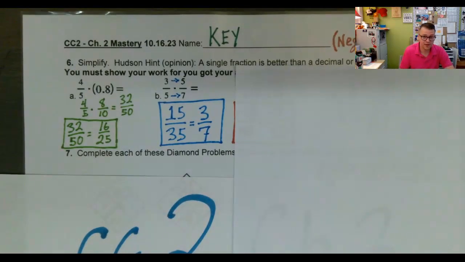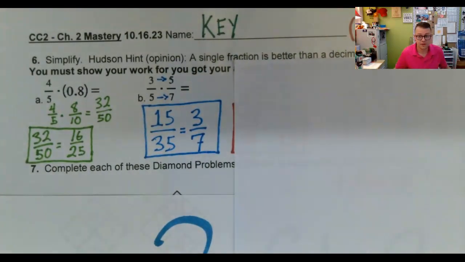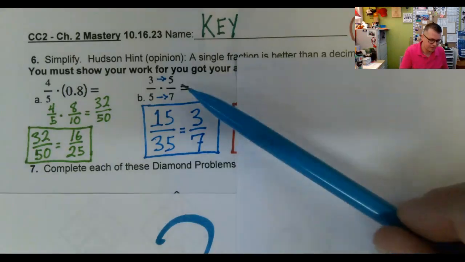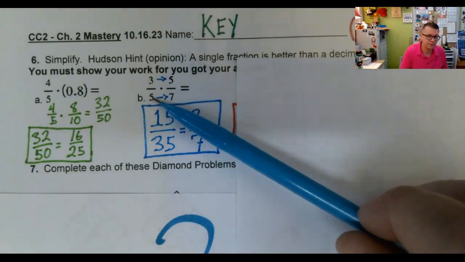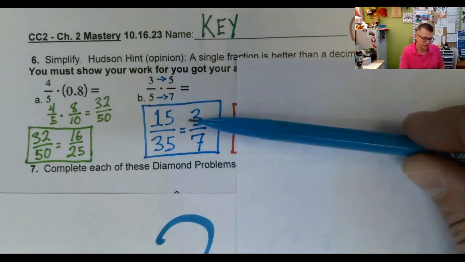Multiplying a fraction times a fraction, we talked a lot in class. It is just straight through the top, straight through the bottom. So 3 times 5, 5 times 7. Or some of you recognized that when we have a 5 on top and a 5 on bottom, that would actually make a giant 1, and those would cancel each other out, and our answer would just be 3/7.